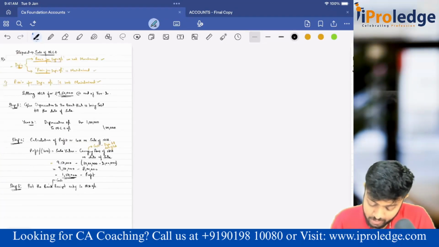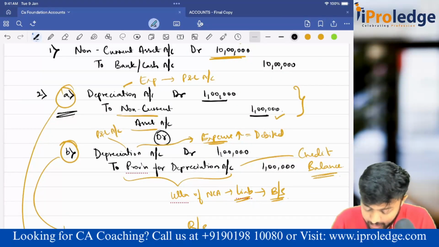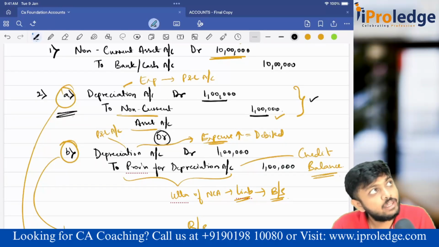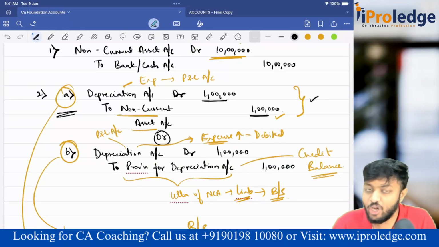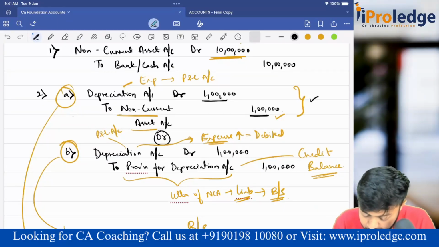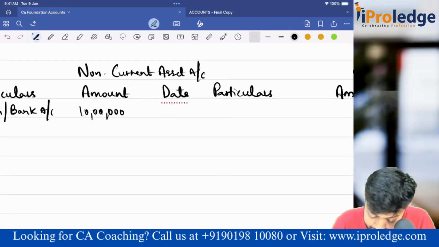Then what did I do? After that, the second thing I did is depreciation. Guys, since we are learning sale of machinery or sale of non-current asset where provision for depreciation is not maintained, I am taking the A part. B part we will do next. So this is the entry passed for depreciation. That means your non-current asset account is credited.